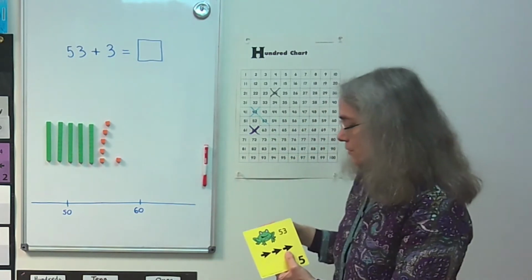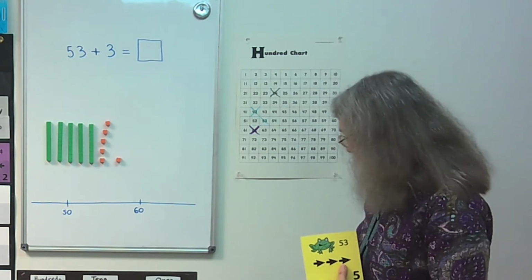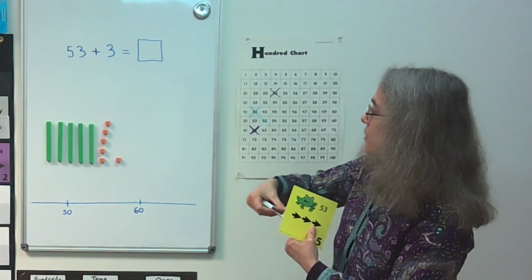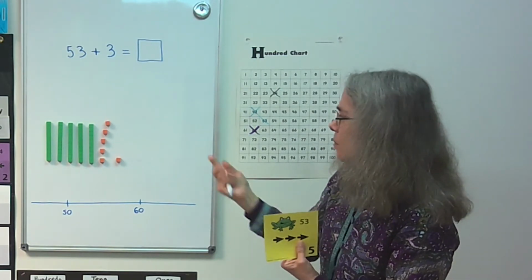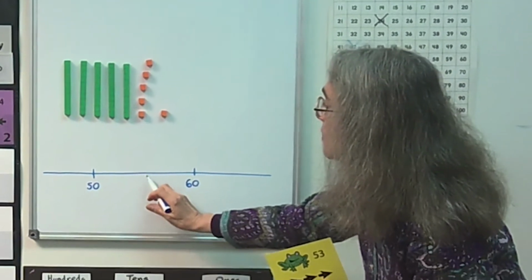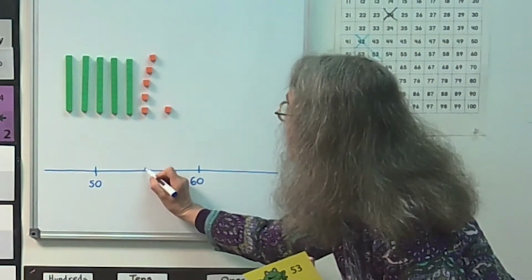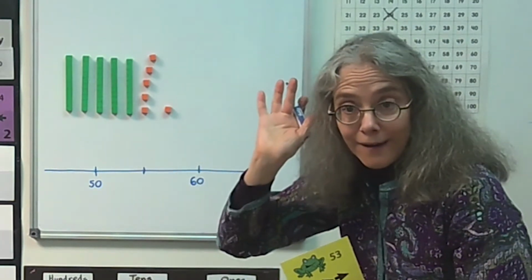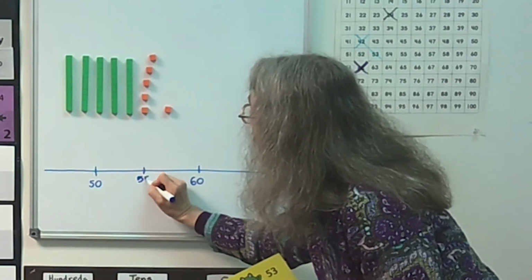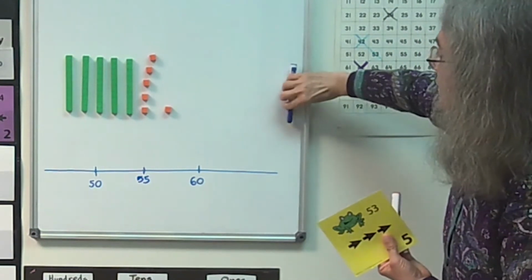All right, now on the number line, we also add 3. But before we work on that, where's my blue marker? There we go. Before we work on that, we need to kind of know how big of the jumps we need to make. So let's put our number that goes halfway between 50 and 60 right here. So halfway in between, what number is that? That's right, 55. That helps us figure out how big our jumps need to be when we draw them on.